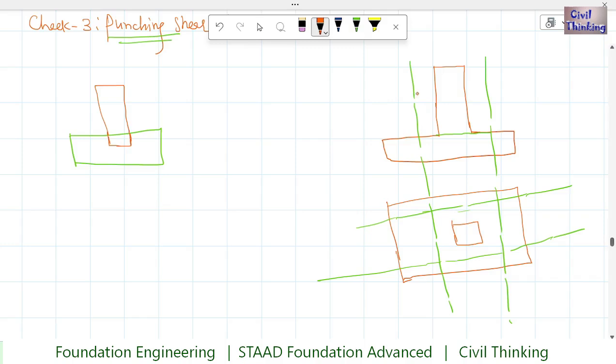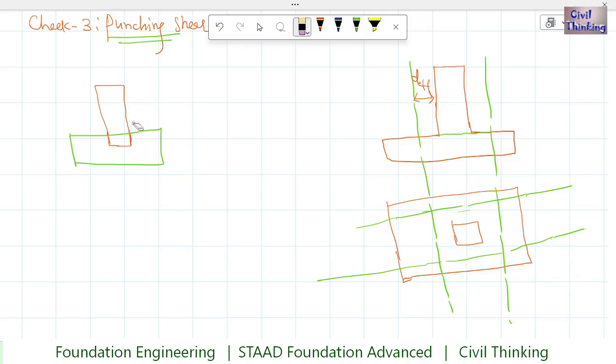Now, as per the different codes, we find the critical section. These green lines are the critical sections, and the distance is d effective. How much is the value of d effective? It depends on the code that you are following. The code decides how much it is going to be. But what we know is the critical section is located at some distance from the face of the column, and how much away depends on the code.